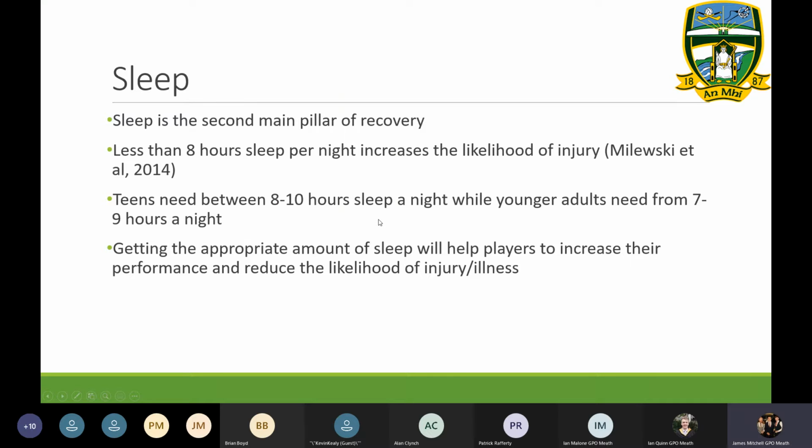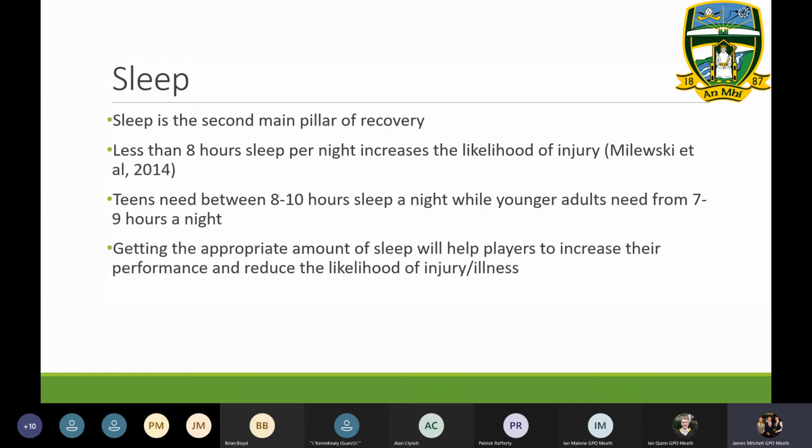Okay, so we just covered our first main pillar. The second one that I'm going to touch on here is sleep. Like I said in the last one, it's one of the main pillars of recovery. There's research out there that says that less than 8 hours of sleep per night increases the likelihood of injury, and every hour you take off spikes your chance of injury even more. So if you're getting 3 or 4 or 5, it's going to be really high.